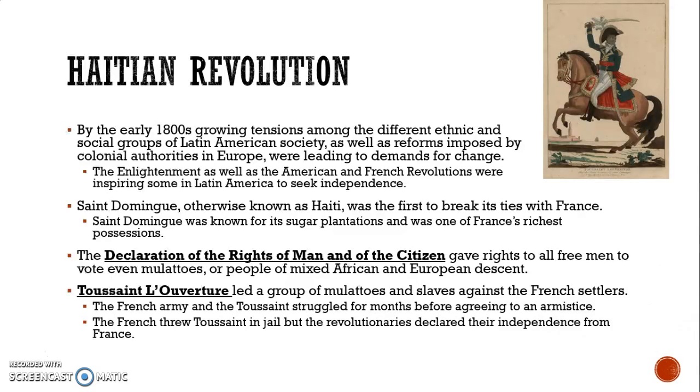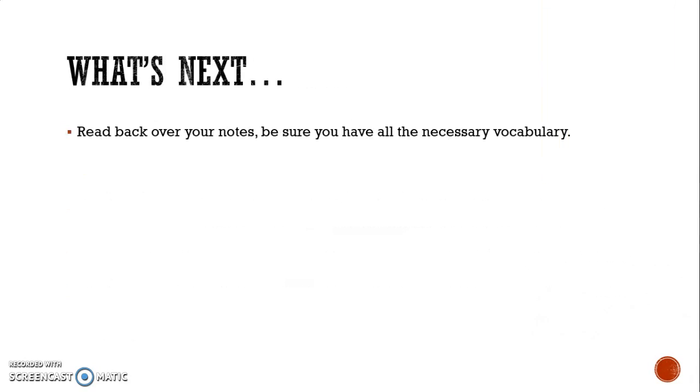Saint-Domingue was known for its sugar plantations and was one of the richest possessions. After France issued the Declaration of the Rights of Man and of the Citizen, it gave rights to all free men, even mulattoes, or people who had mixed African and European descent. Toussaint L'Ouverture led a group of mulattoes and slaves against the French settlers. The French army and Toussaint struggled for months before they were able to reach an armistice in which Toussaint was thrown in jail, but the revolutionaries were still able to declare independence from France overall.